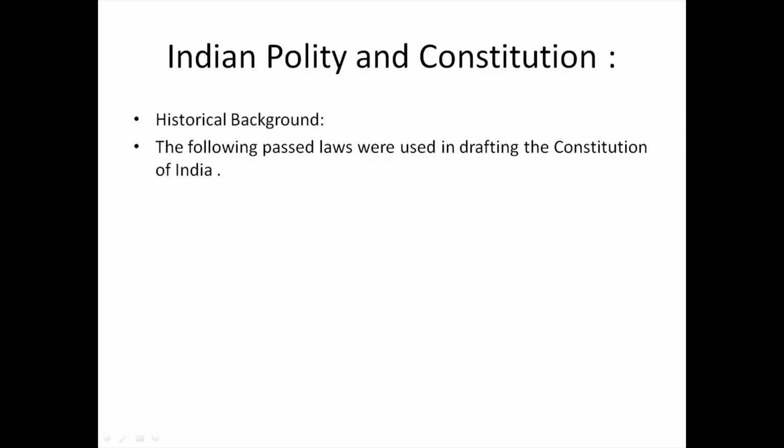Indian polity and constitution. Historical background. The following past laws were used in drafting the Constitution of India.